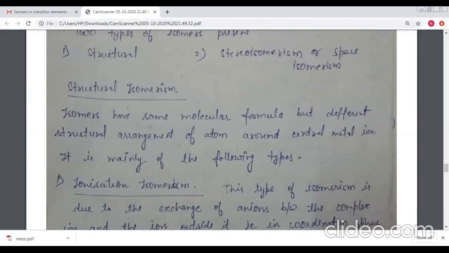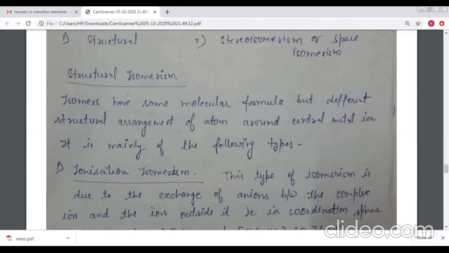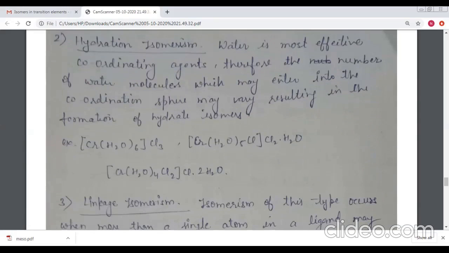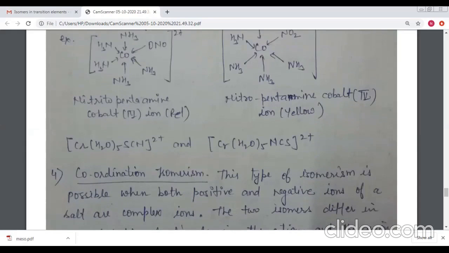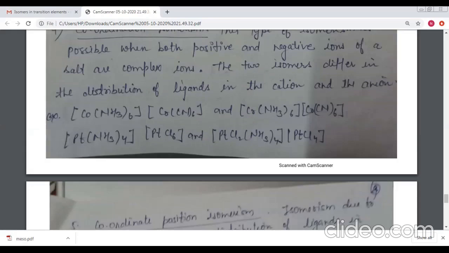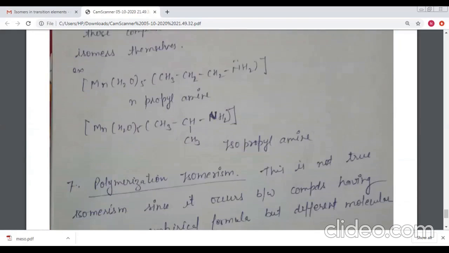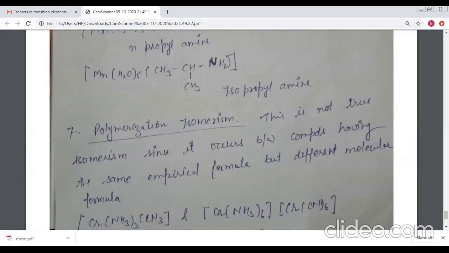The first type of structural isomers is ionization isomerism. Second is hydration isomerism. Third is linkage isomerism. Fourth is coordination isomerism. Fifth is coordination position isomerism. Sixth is ligand isomerism. And another type is polymerization isomerism, which is not actually an isomerism of the transition metal.